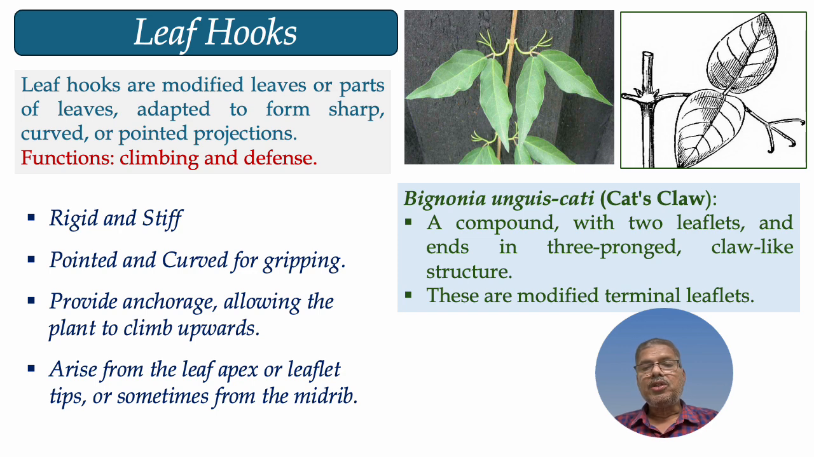Here, each leaf is compound, usually with two leaflets, and ends in a distinctive three-pronged claw-like structure that strongly resembles a cat's paw with retracting claws. These are modified terminal leaflets.